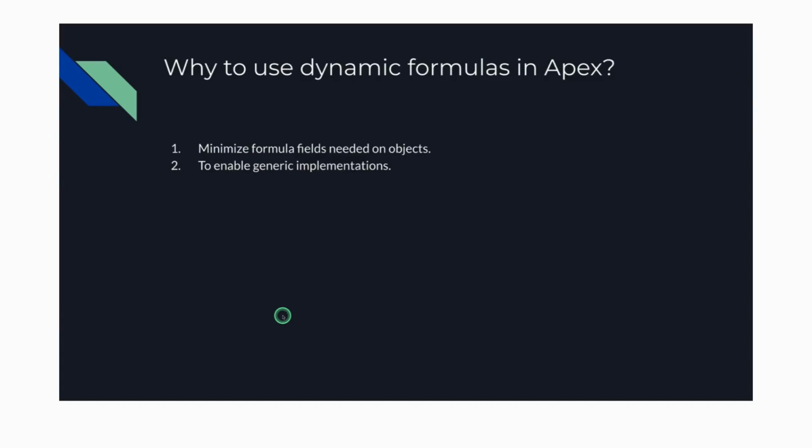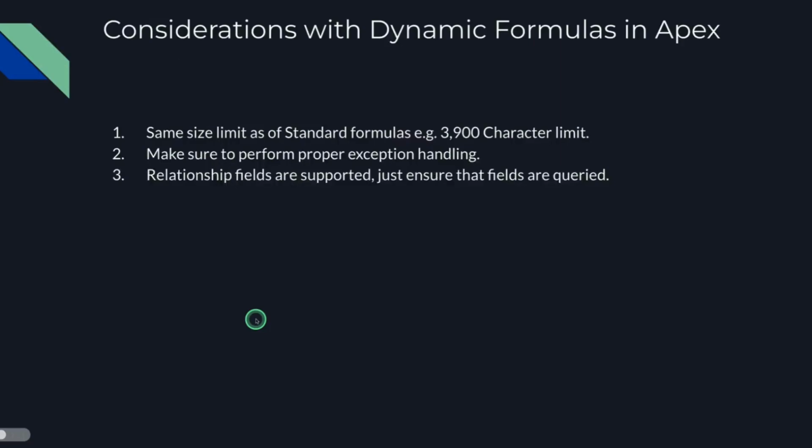Oftentimes, ISV developers had to write complex Apex logic just to simulate formula-like behavior. With this feature, they can streamline that implementation. There are a few considerations that need to be kept in mind while working with dynamic formulas in Apex. Dynamic formulas are also subject to the same set of limits as standard formulas, for example the 3900 character limit.